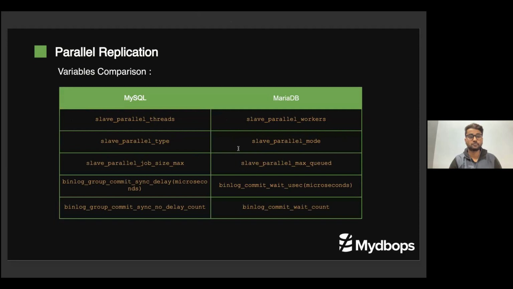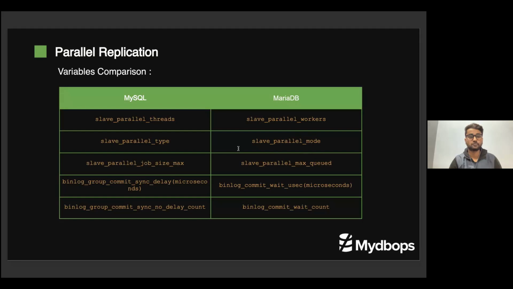So, variable comparison between MySQL and MariaDB. These are a few MySQL variables which are equivalent to MariaDB ones. Slave_parallel_workers, slave_parallel_type, slave_parallel_mode, slave_parallel_job_size_max, and here it will be slave_parallel_max_queue. Both are equivalent to each other, and both do the same tasks internally.